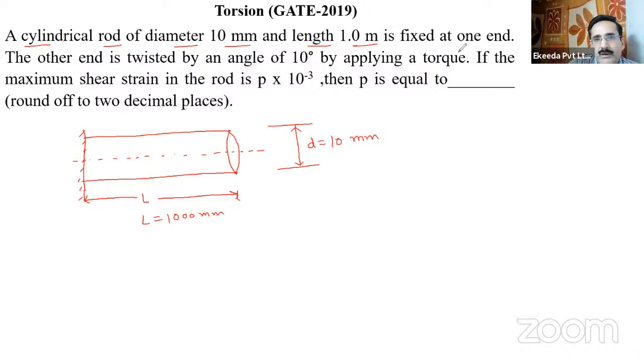The rod is fixed at one end. One end is fixed, so this is the fixed end. The other end is twisted by an angle of 10 degrees. So there is an angle of twist, theta, right? And theta is given to us, that is 10 degrees. This is the angle of twist.